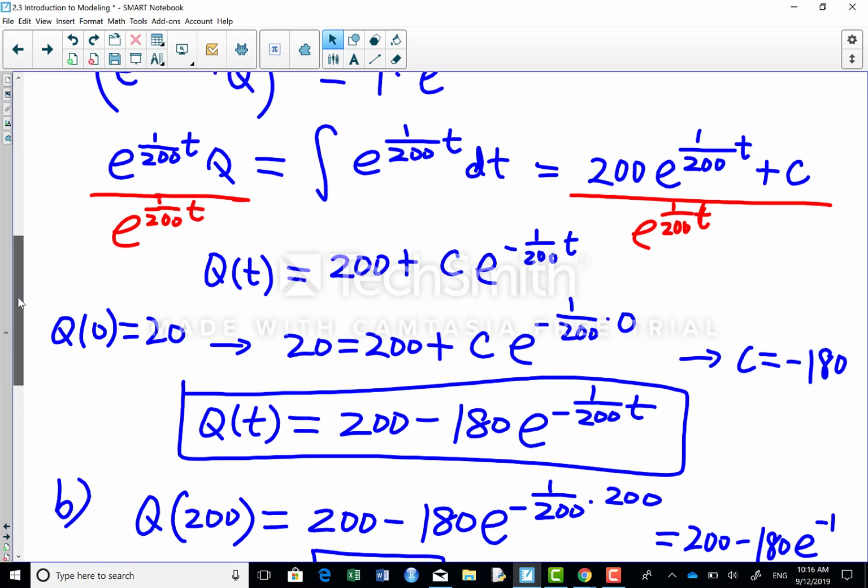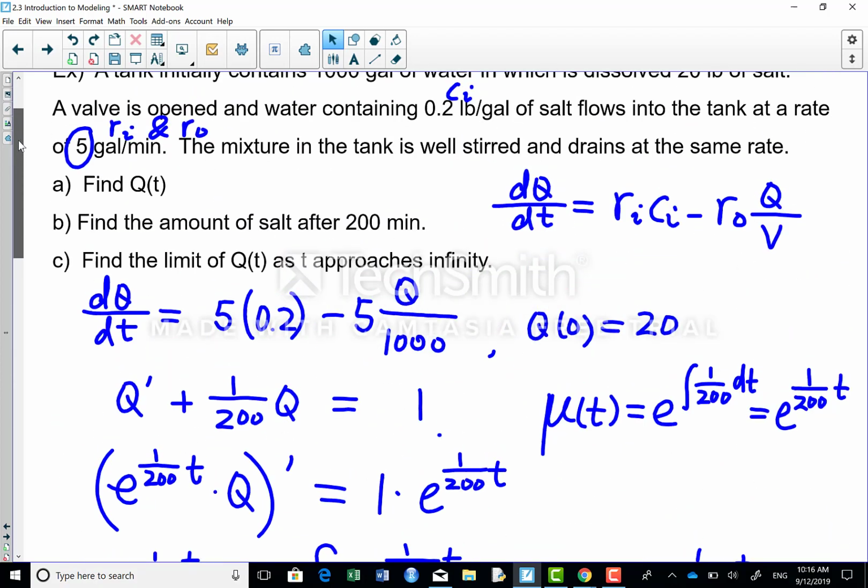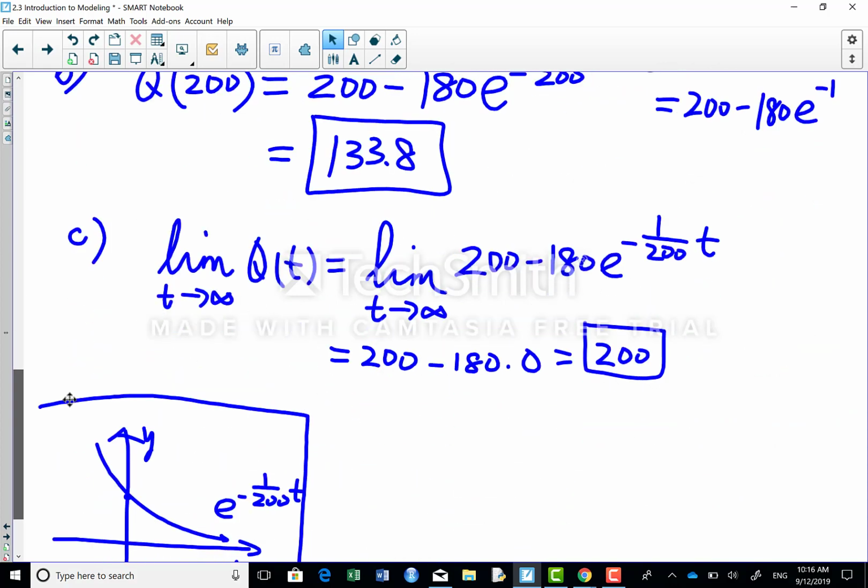Now we can apply the initial condition Q of 0 equals 20. So 20 will be equal to 200 plus c times e to the power negative 1 over 200 times 0. This implies c is equal to negative 180, and you plug that value in for the arbitrary constant c in the general solution. We got our particular solution: Q of t is equal to 200 minus 180 e to the power negative 1 over 200 t. So that answers our first part of the question.